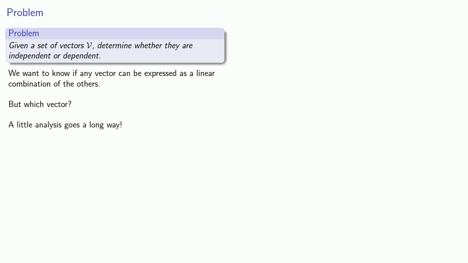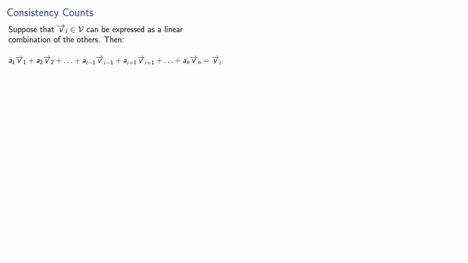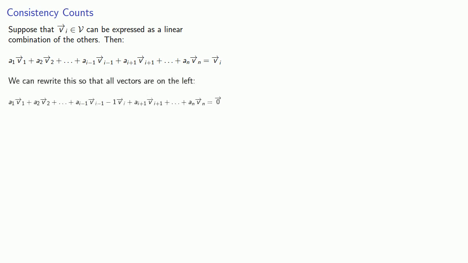So let's think about that. Again, a little analysis goes a long way. Suppose that one of our vectors can be expressed as a linear combination of the others. Well, I can write down the equation, and I can rewrite it so that all vectors are on the left. And buried someplace in here, we have this minus 1 times our vector that can be expressed as a linear combination of the others. So what can we do next?